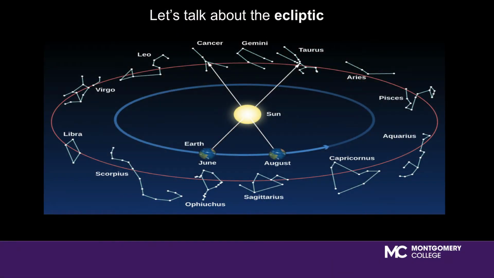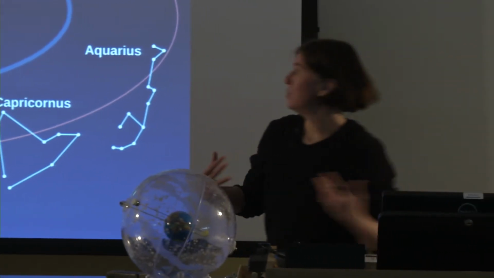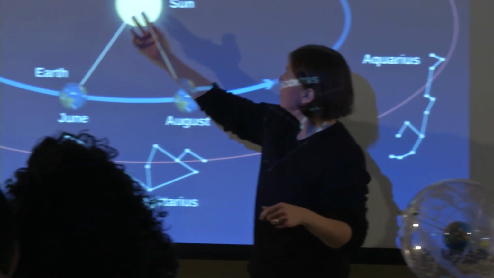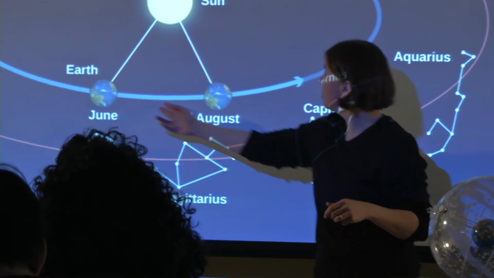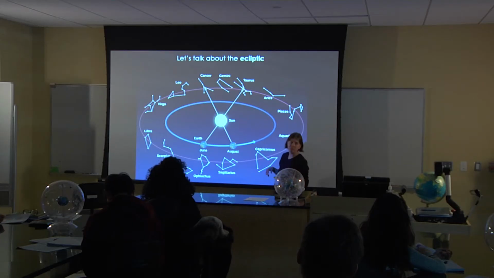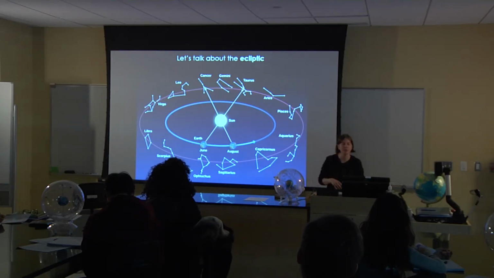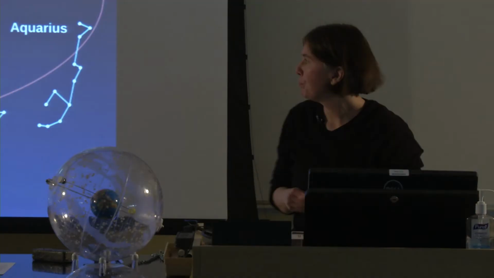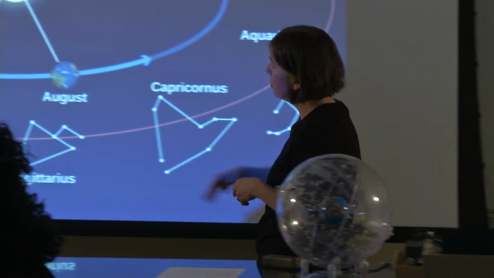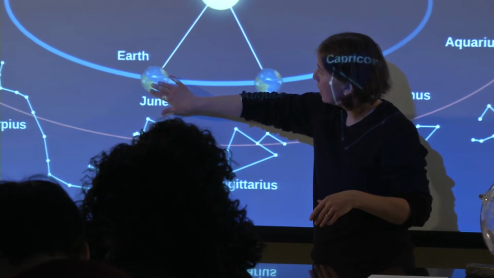All right. You are going to see figures like this over and over through this module. So we're going to take a second to talk about it. This is an outsider's view of the solar system. So here's the sun, and here's Earth in its orbit around the sun. It takes a year for the Earth to go around the sun. So let's consider Earth in June.